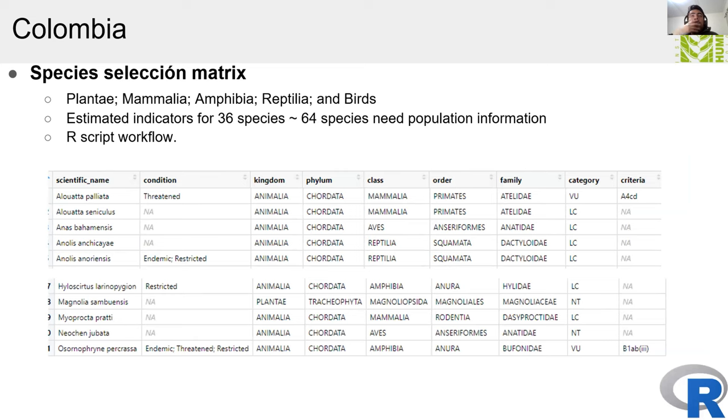From this, we generate a list of 100 species to evaluate. Now we have estimated the indicator for 36 species, and we are collecting population information for the remaining 64 species. We have organized the workflow of data organization and indicator estimation in our script, and we hope to share it when we finish the pilot project.